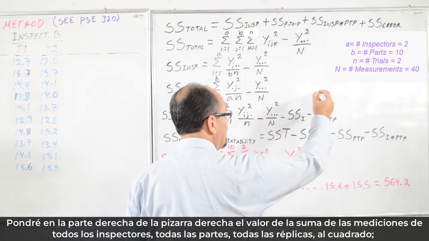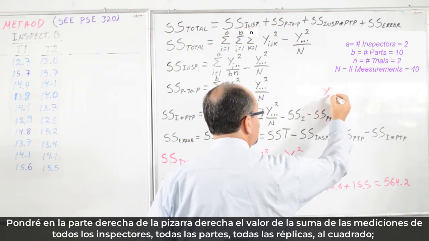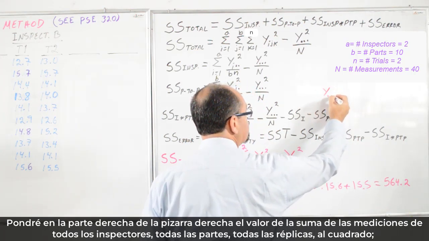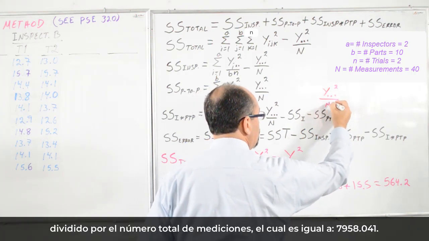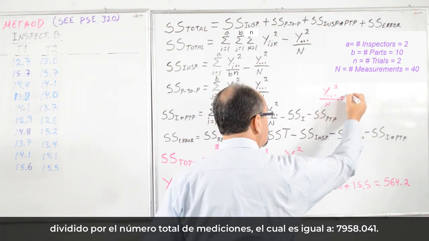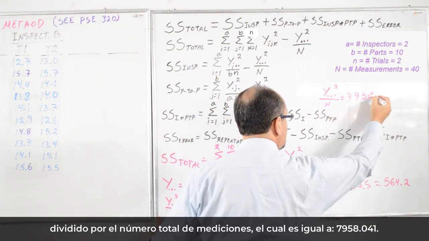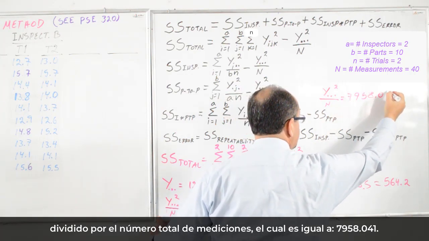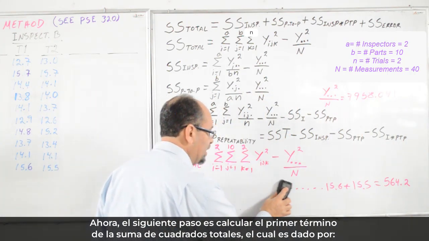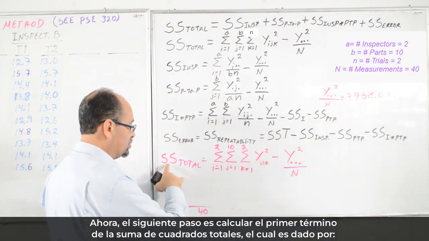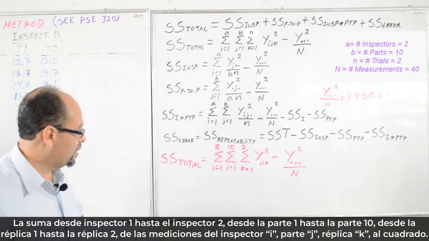Then I will put that value here, which is all the sum of the measurements of all inspectors, all the parts, all the trials, squared divided by total number of measurements, is equal to 7,958.041. Okay, next step is to calculate the first term of the sum of square totals, which is this one. I will calculate that one now.